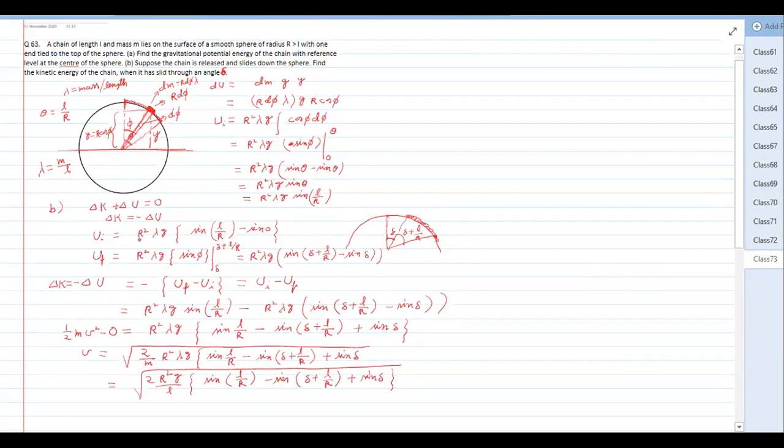In this case, all the things are going to remain the same, only we are going to give a different limit. The limit will be: the chain is starting from angle delta and going up to delta plus L by R. So we put this, and if you take the difference and equate it with the kinetic energy, we are going to get this velocity.